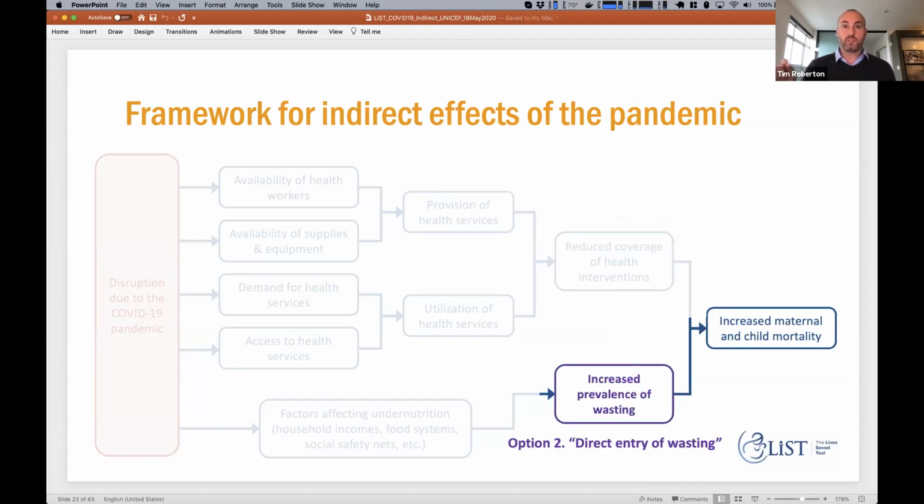And the second option is just to enter changes in wasting directly. So we say that at baseline, there will be globally a 10% wasting, or we did it country specific, but there's a certain proportion of kids who are wasted. And then we say that that will increase to another proportion. Right? And so that's what we did for our analysis. And so we said for our three scenarios that wasting would increase by 10%, by 20%, and by 50%.